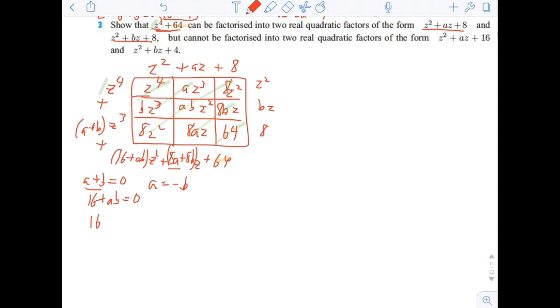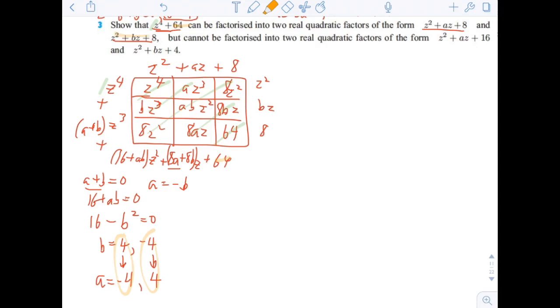And if we substitute in negative b in there, we'll have 16 minus b squared equals 0. So that means that b is equal to either 4 or negative 4, right? And if b is equal to 4, that means a is equal to negative 4. And if b is negative 4, then that means a is positive 4. So looks like we have two solutions. We have the negative 4, 4, and we have the 4, negative 4 solutions.